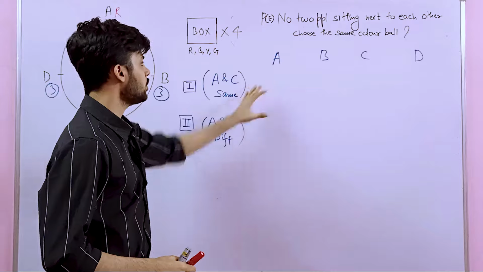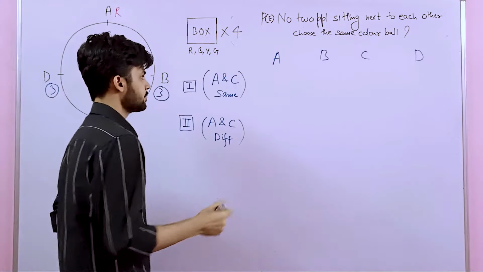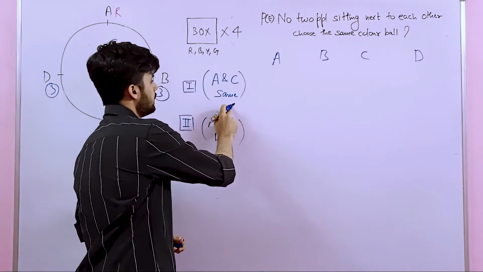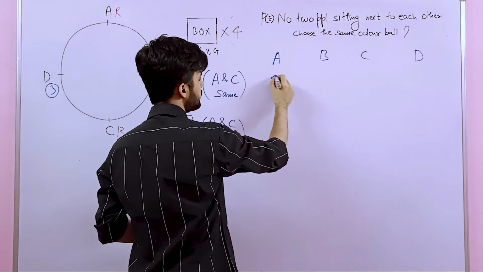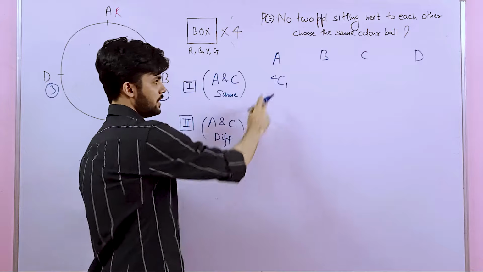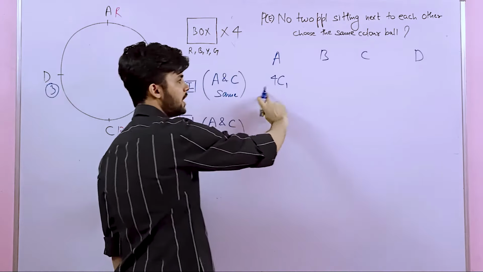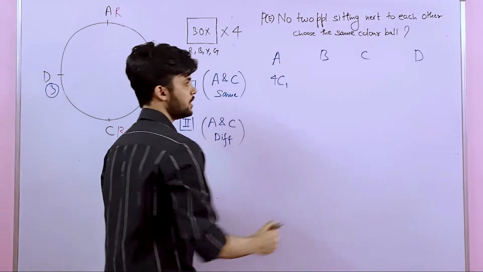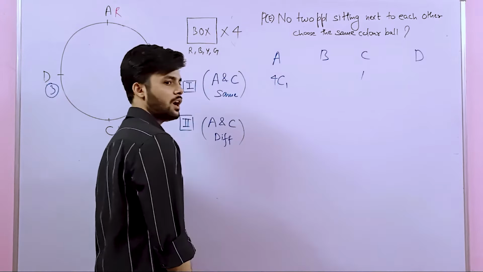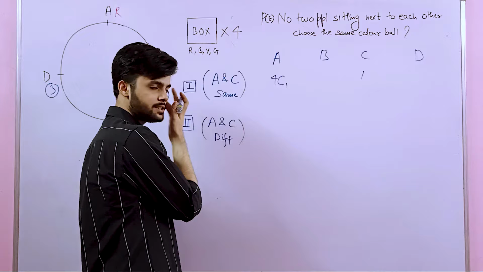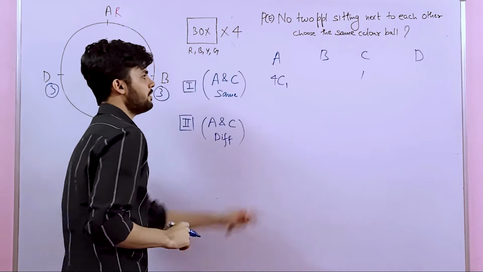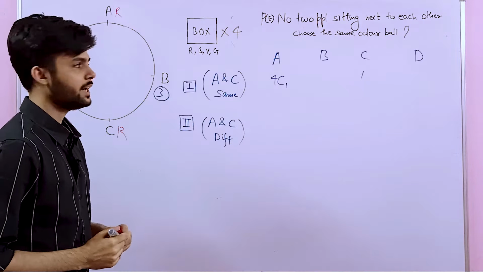Now let us come here and talk about the probability, right? So out of 4 balls, in how many ways can A select a ball? The answer is 4C1 ways, right? A has selected a ball now. In how many ways can C select a ball now? The answer is 1. Why 1? Because A and C have to select the same colored ball, right? Now, if I talk about B, right?